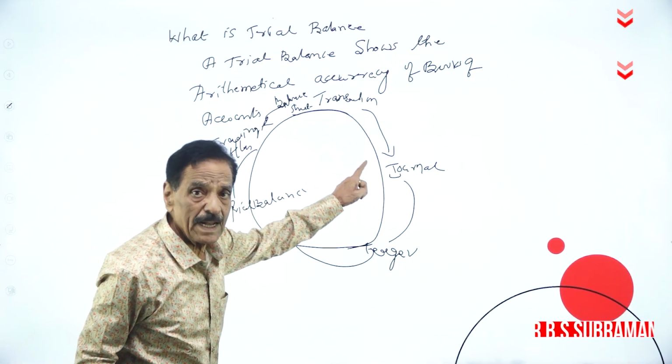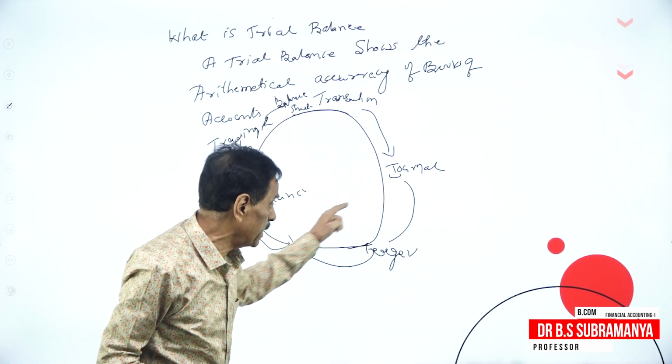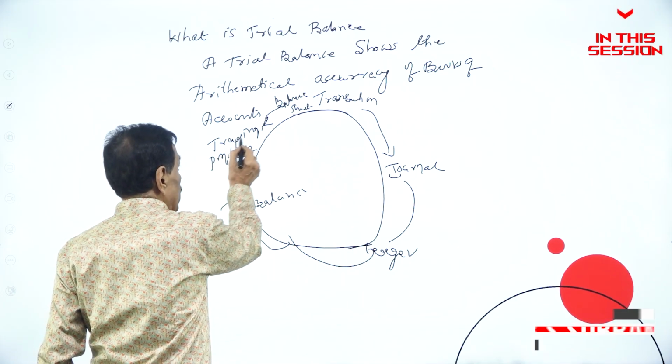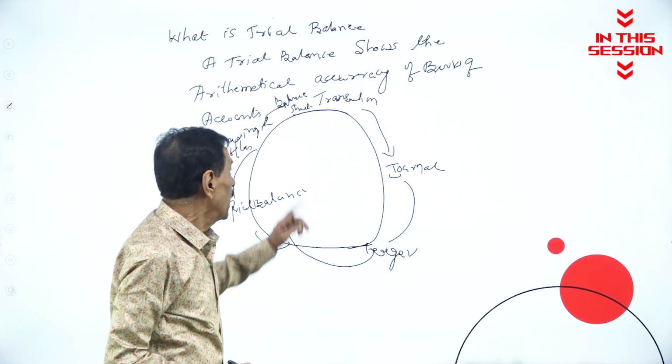First we have got a transaction. Transaction leads to journal, journal to ledger, ledger to trial balance, to trading and profit and loss account, and a balance sheet.